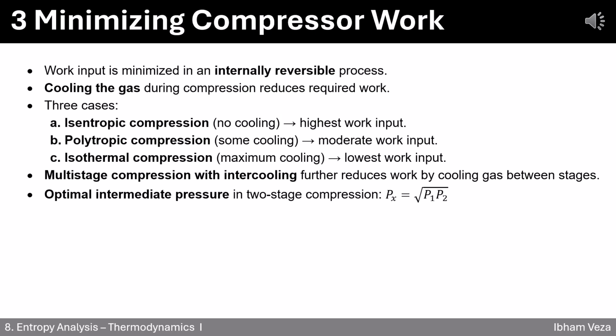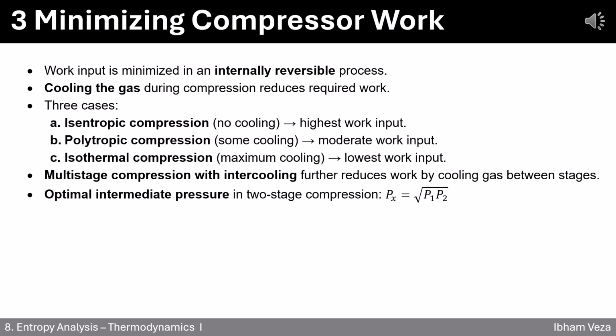3. Minimizing compressor work. Here's where you'll learn how to save energy during compression processes. The main idea is simple. If you want to reduce the amount of work a compressor needs, you should cool the gas as much as possible while compressing. We look at 3 cases. First, isentropic compression means no cooling happens. This results in the highest work input. Then, polytropic compression allows some cooling, so you need moderate work input. And finally, isothermal compression provides maximum cooling, giving you the lowest work input.